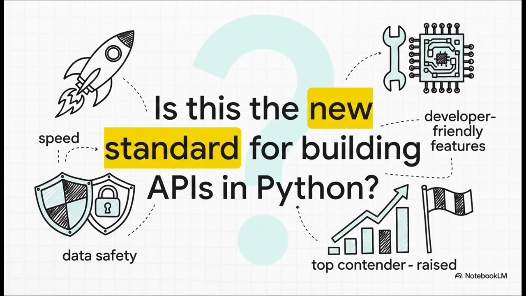So when you put it all together, the speed, the data safety, the incredible developer experience, it's pretty clear why FastAPI is a massive deal. It's not just another framework. It's genuinely forcing a conversation about what we should expect from our tools. And it leaves you with a really interesting question to think about. Now that the bar has been set this high, where do we go from here?